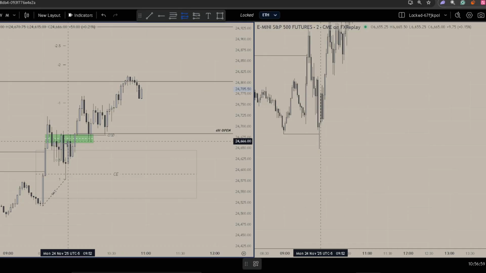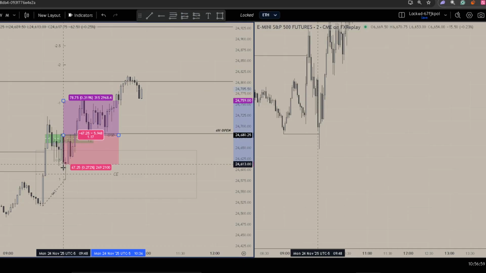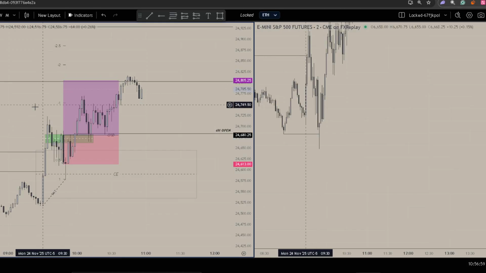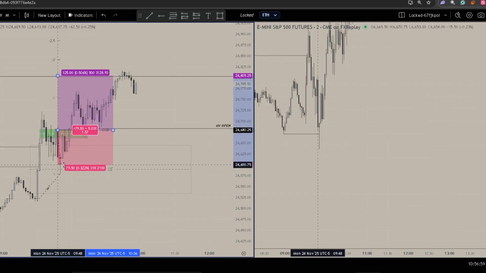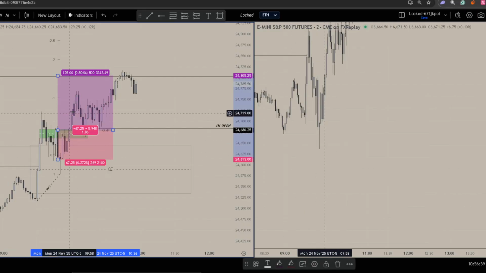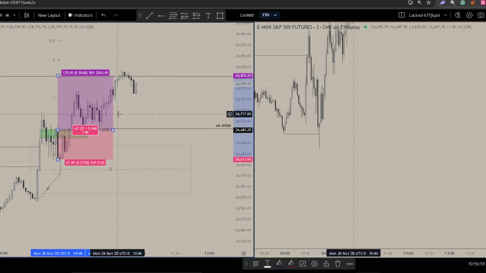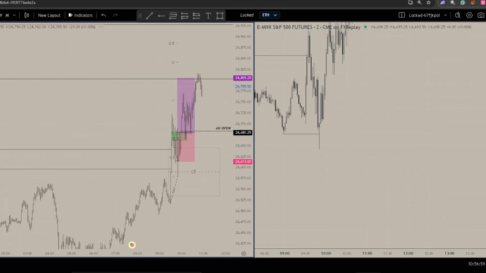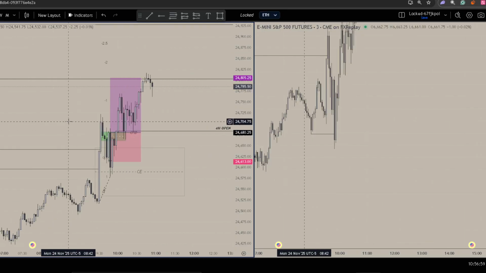But let's see if the RR would have been there. Boom, I think it would have been there for sure. Okay, it would have been close. Not quite a 2R, but 1.8. Okay, that's decent. I would have taken it.